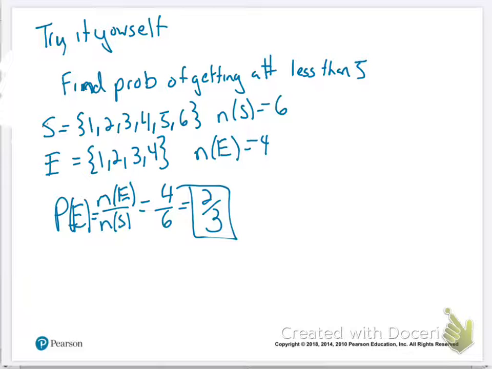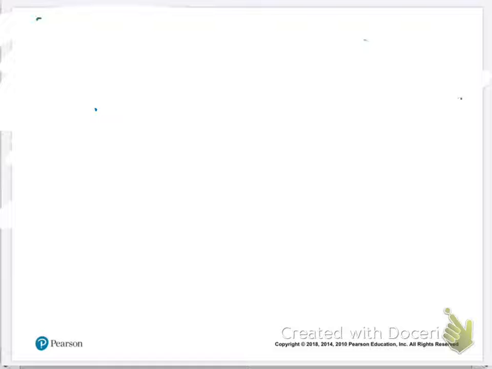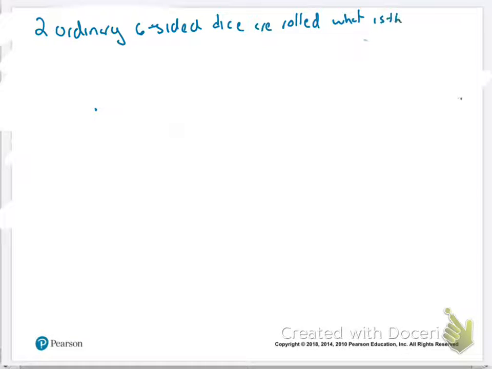Okay. Let me know if you have a question on this group. So our next try it yourself says 2 ordinary 6-sided dice are rolled. What is the probability of getting a sum of 8?